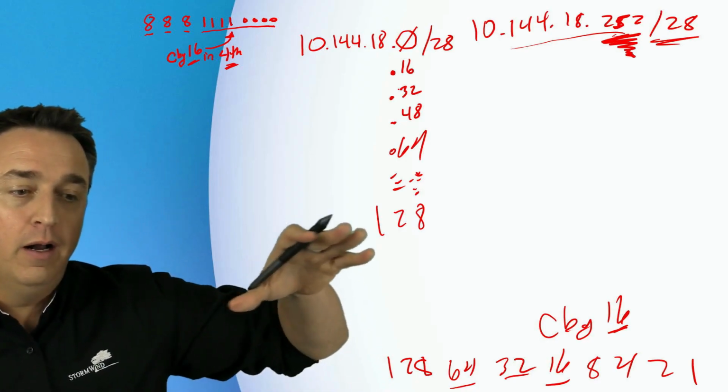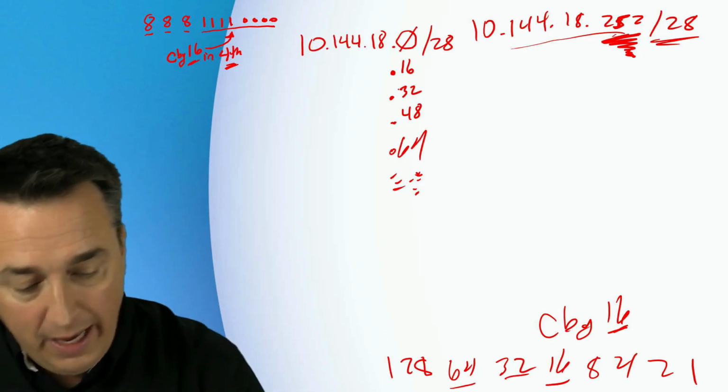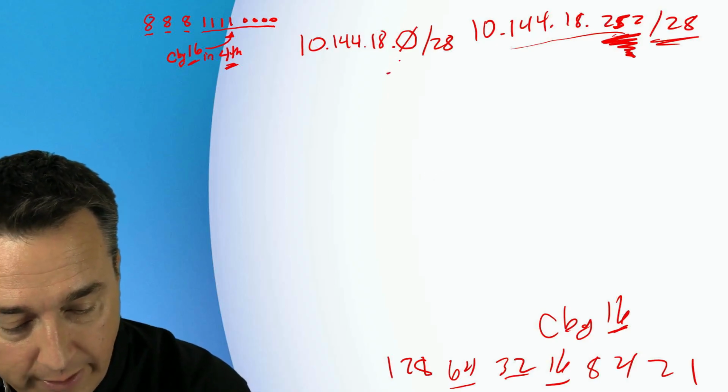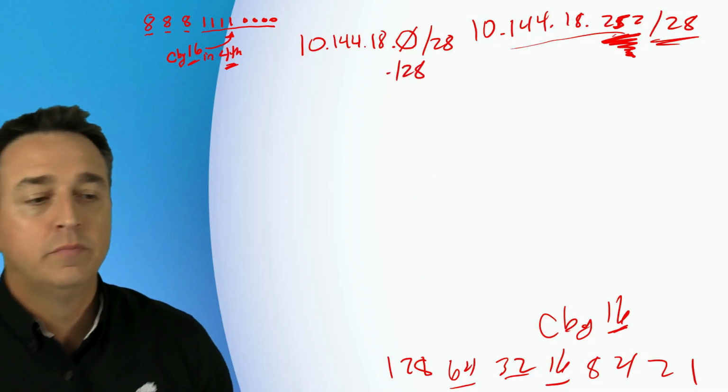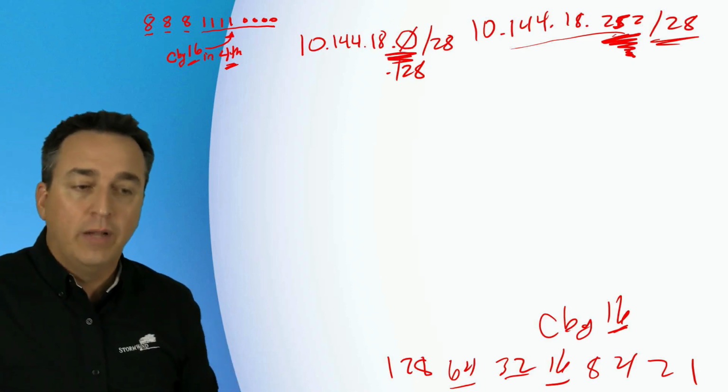So I can jump ahead. And I can say, well, I got to get all the way up there. So forget about counting, right? So I can go 128, right? Because the rest, they don't matter. So let's go to 128.